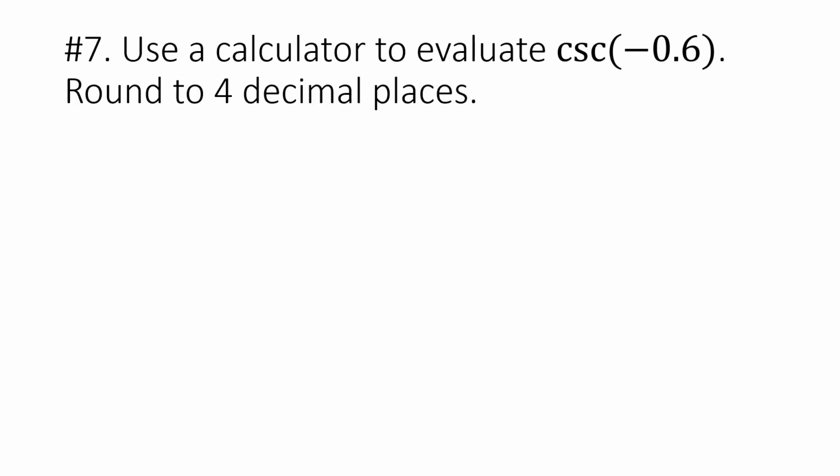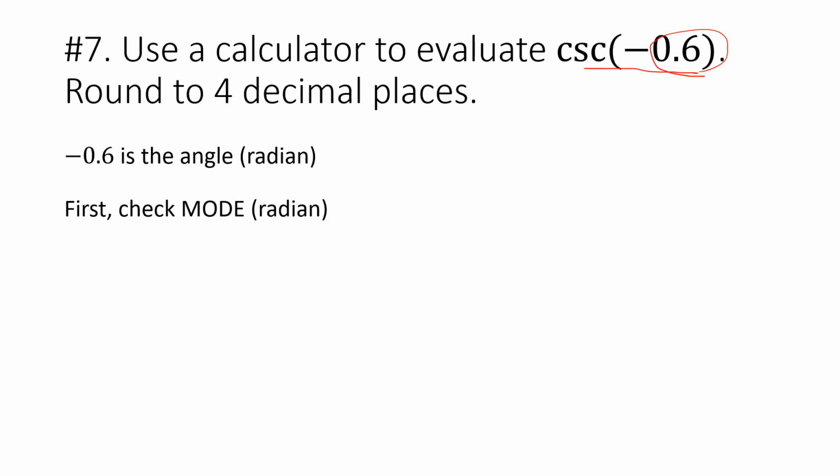Using the calculator, we evaluate this value. Okay, cosine, sine, cosecant, secant, tangent, cotangent. This one is an angle, but there is no degree, which means this is radian. So the mode has to be radian. And cosecant of negative 0.6: cosecant is 1 over sine, so 1 over sine of negative 0.6. Then we got negative 1.7710.